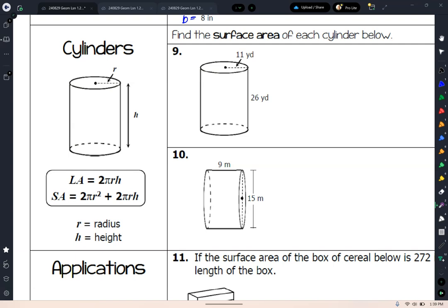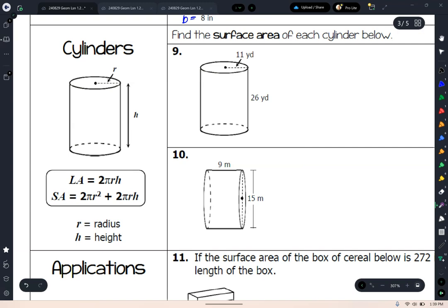Right? So if you think about this wrapped around the can like this, and then we unwrap it, that same distance right there is the circumference of the circle. It's like taking the circle and stretching it out like a belt, like we did with that first one. And so that's why this distance here is 2 pi r, and this is our height. That makes it really easy for us to find our lateral area.